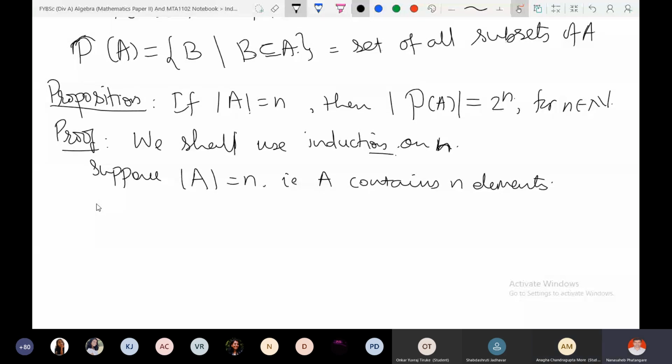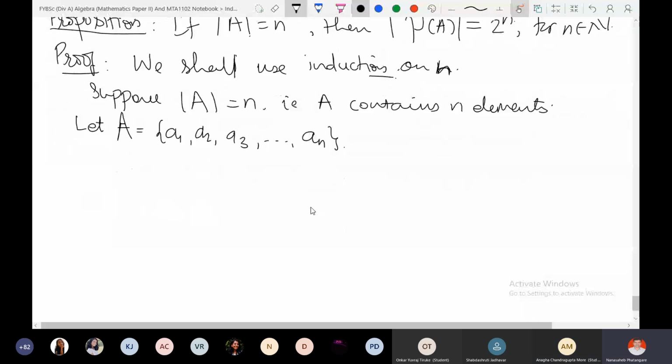So let us suppose A has n elements, that means A has some elements. What the elements are doesn't matter. Suppose the first element is A1, the second element is A2, the third element is A3, then the nth element is An, right?